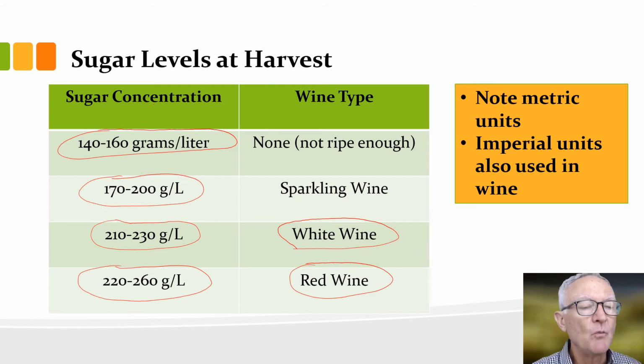Now note that we use metric units, but we also use imperial units. So here, sugar is often measured in grams per liter. But in the wine cellar, we use gallons, an imperial unit, and we use pounds. And so we're often converting between metric units and imperial units. And I'll show you more of where that's important as we come across those imperial units.